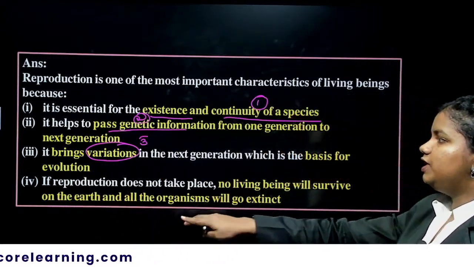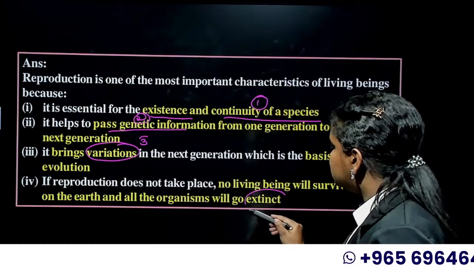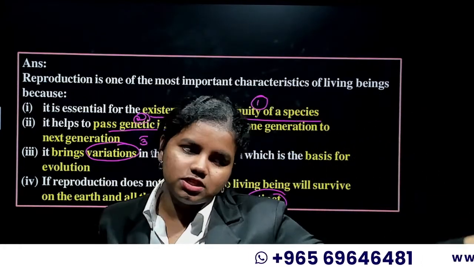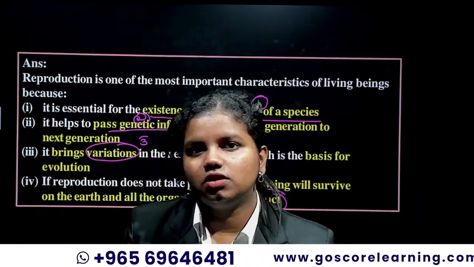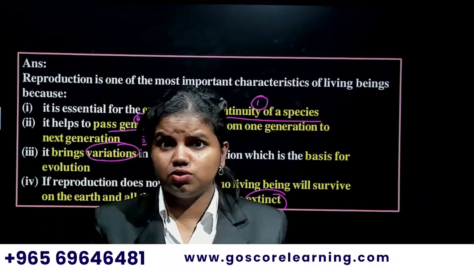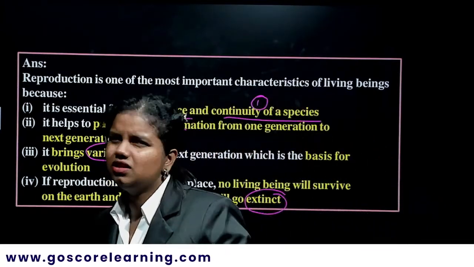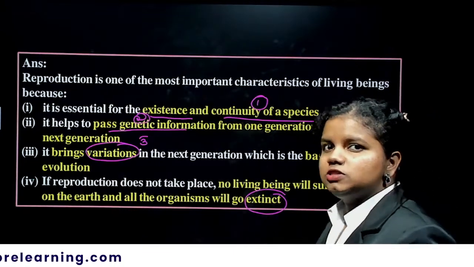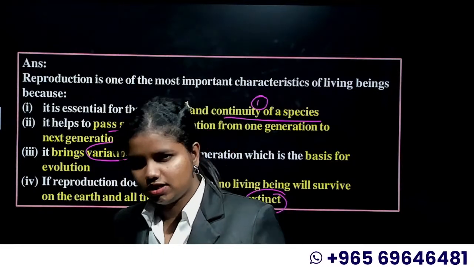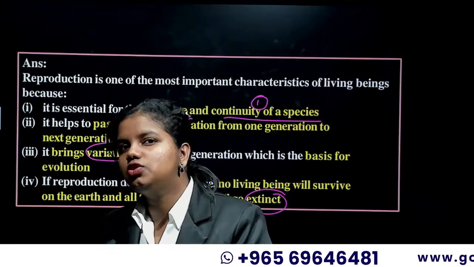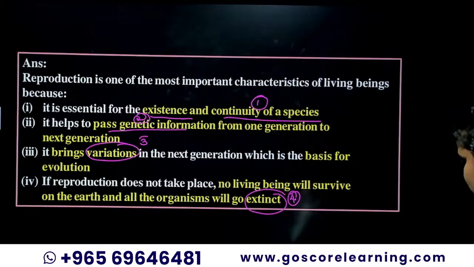And finally, if reproduction doesn't take place, no living being will survive on earth and the organism will go extinct. So saving a species from extinction is done only through reproduction. No matter whether you breathe or not, whether you survive or not, if you're not able to reproduce and make next progenies, you are going to extinction. So saving any species from extinction, or that DNA itself, that gene pool itself getting extinct, is covered only through a method of reproduction. So these are the points you can easily put into the answer paper.